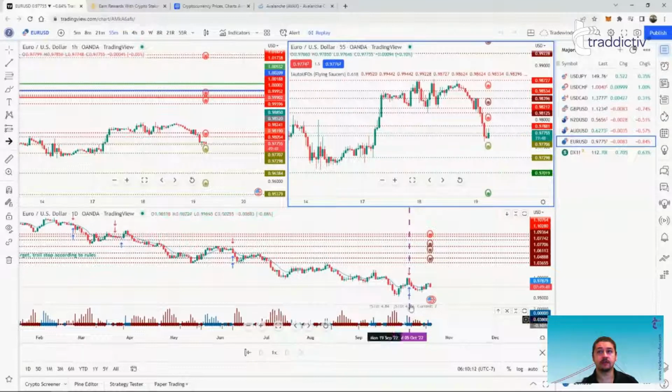Okay, and that's where we are right now. So this 97.77 would have been a better entry point. However, the moving average is a little bit above it, so it would not have worked out.